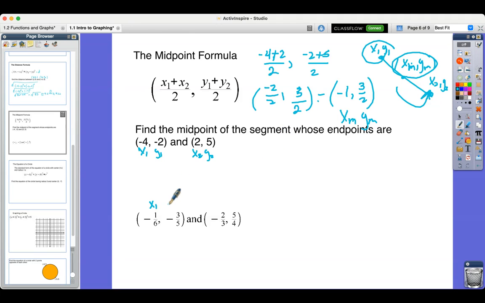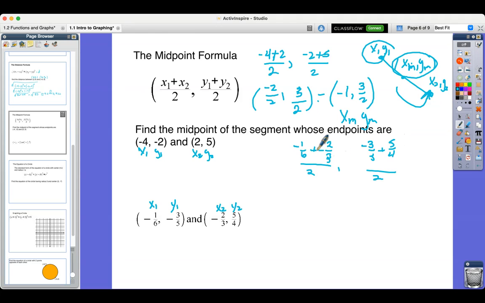This is x1, y1, x2, y2. So we'll do negative 1 over 6 plus negative 2 over 3, over 2, and then comma. We'll do negative 3 over 5 plus 5 over 4, over 2. Perfect.